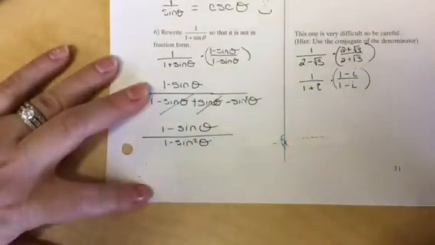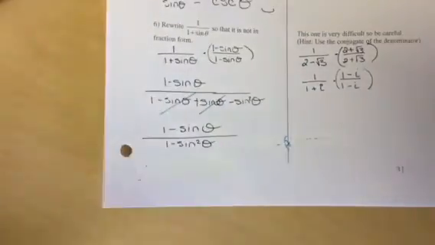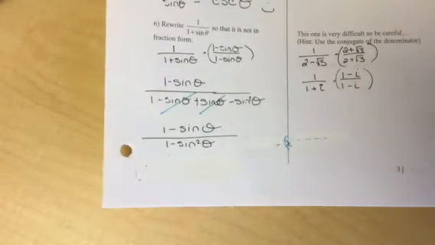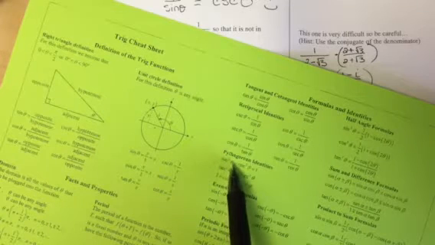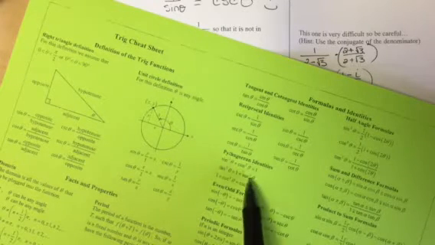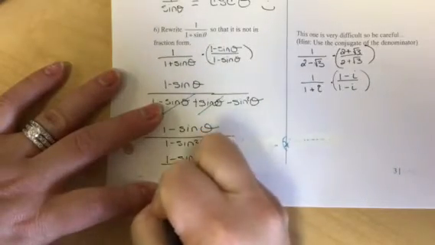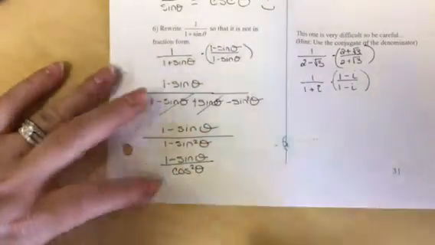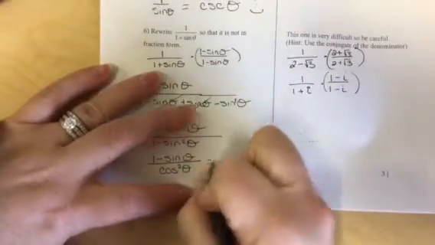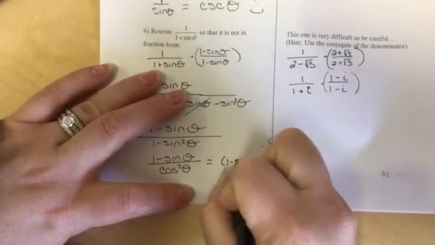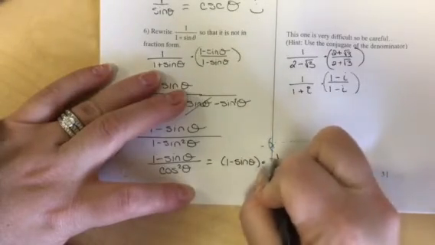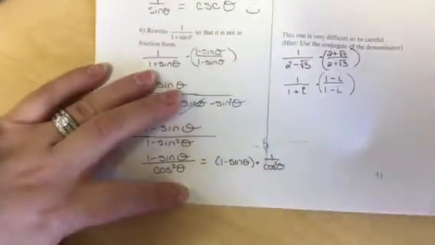1 minus sine squared. Well, earlier I told you if you ever saw a sine or a cosine squared and a 1, you should use your Pythagorean identity. So let's see if that will work. I'm going to use sine squared plus cosine squared equals 1. So if you subtract the sine over, 1 minus sine squared is cosine squared. So I'm going to have 1 minus sine theta over cosine squared theta. And that's still a fraction, but I can decompose this fraction, so to speak, and write 1 minus sine theta times 1 over cosine squared theta.